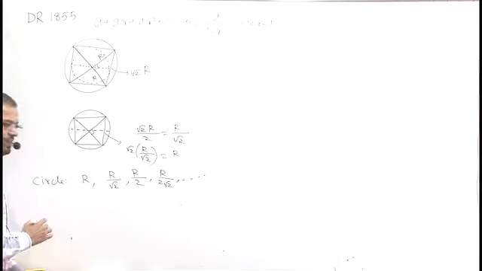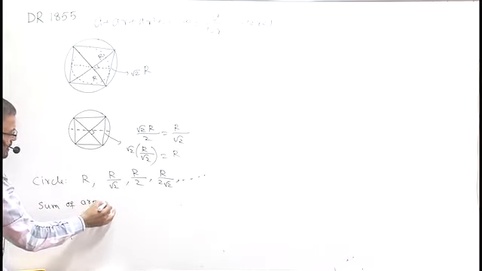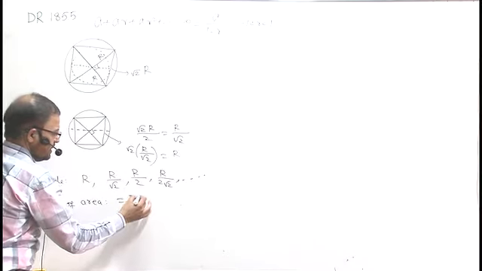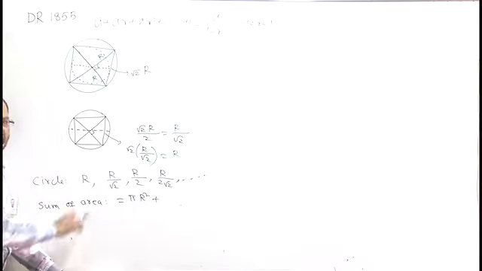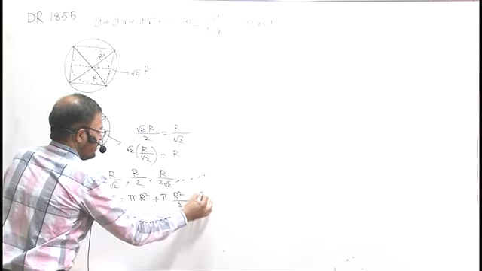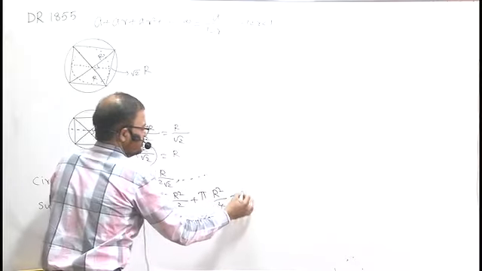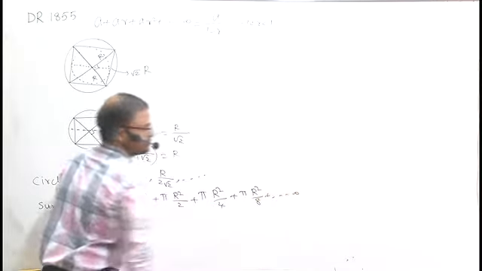I have to write here the sum of the areas. The circle area is pi r square, where R is the radius. The first I am writing is pi r square. For the second, again the same formula, the radius changes. I write pi times r square by 2. Again here it is pi times r square by 4. It goes on, pi times r square by 8, up to infinity.